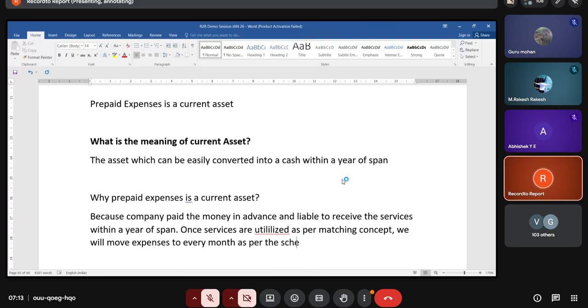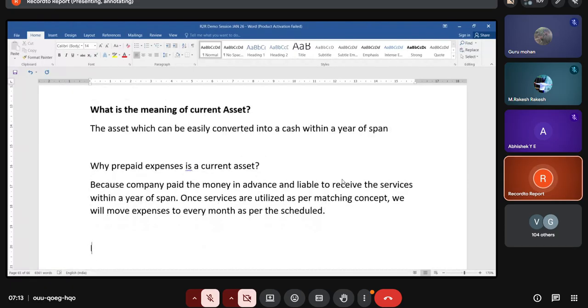So once the expenses are utilized, as per the matching concept, we will recognize the expenses in the same period. So we will move the expenses to every month as per the schedule. So that is the reason it is to be treated as a current asset.